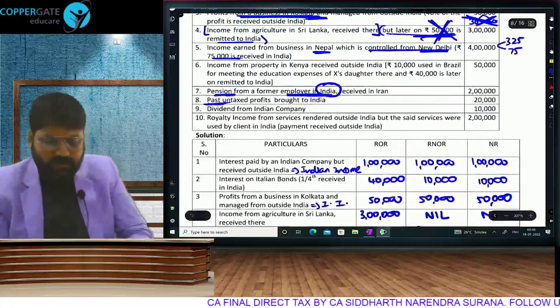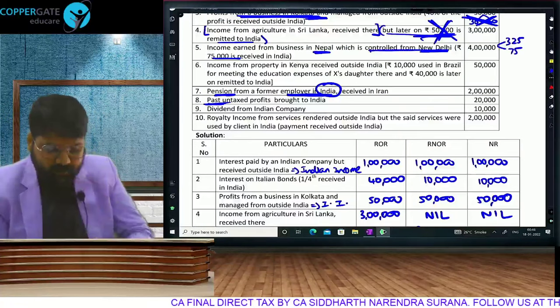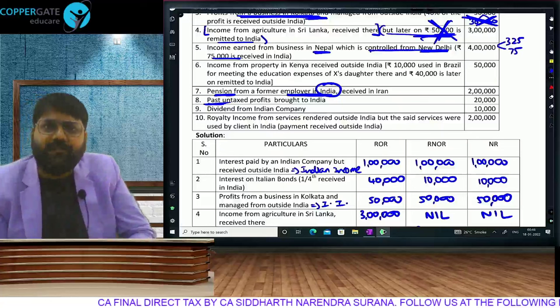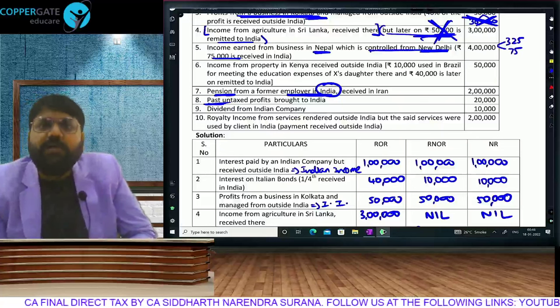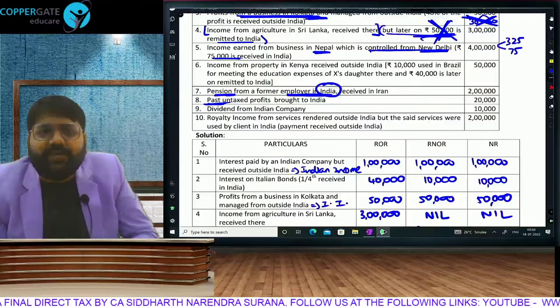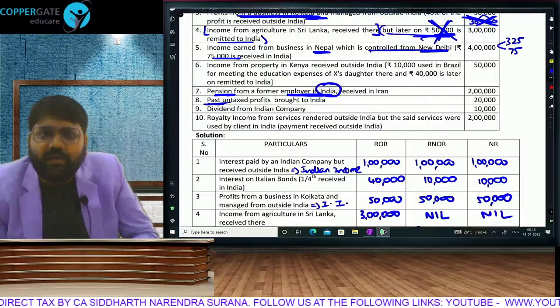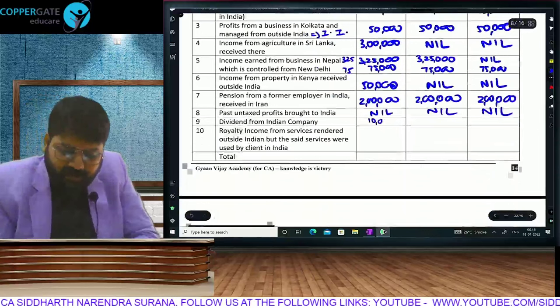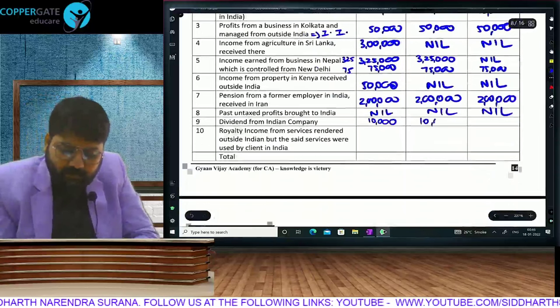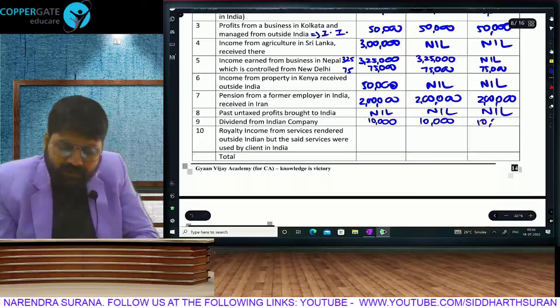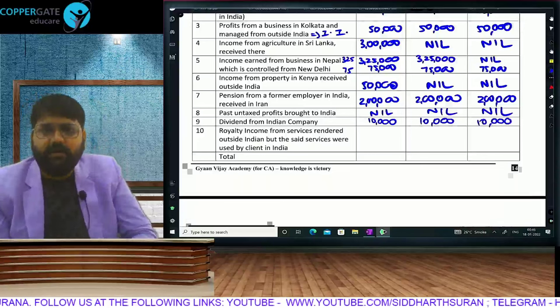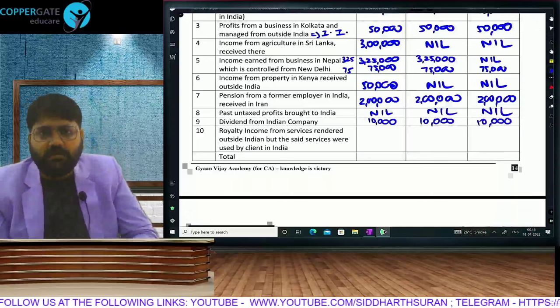Next, very easy. Point number 9. Dividend from Indian company, 10,000. They have not given us where the payment was made, all that is not given. Now what to do? Dividend from Indian company will always be deemed to accrue or arise in India. It will always be treated as Indian income, and once it is Indian income, it is going to be taxable in India. Understood?